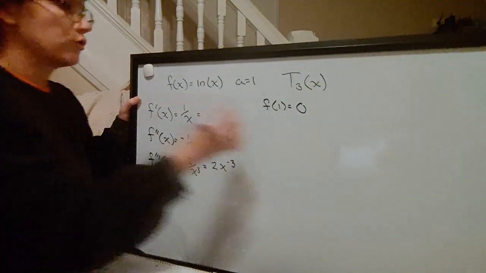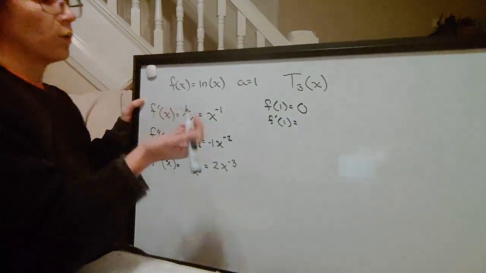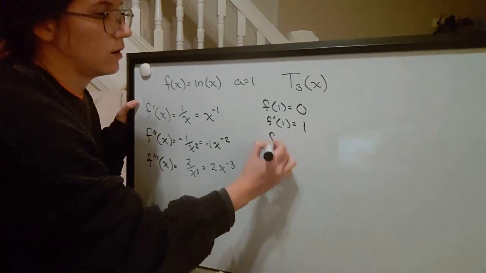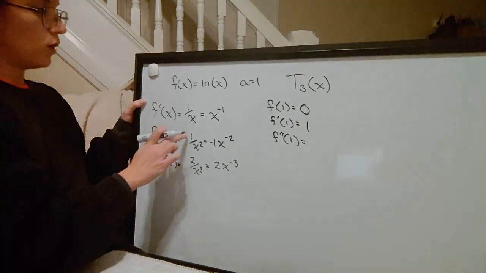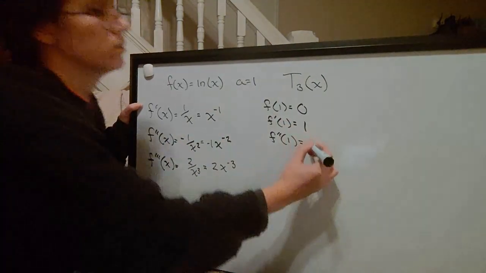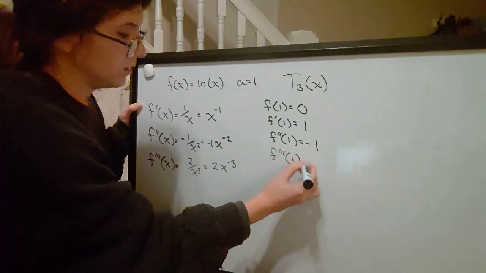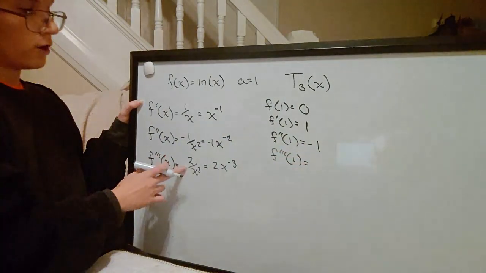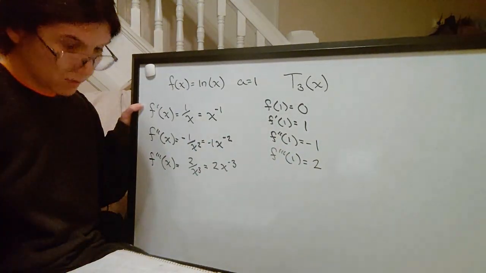We need our first derivative at 1. That is going to be 1 over 1, which is 1. Our second derivative is going to be negative 1 over 1 squared, which is negative 1. And then our third derivative is going to be 2 over 1 cubed, or 2. Yep, that's what I got last time.